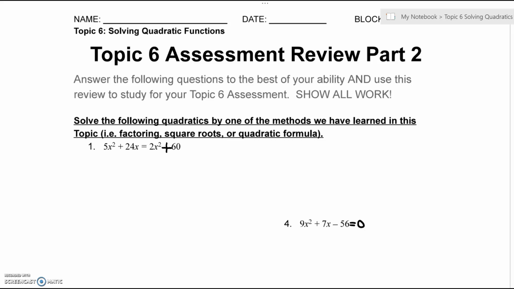So the directions say to solve the following quadratics by one method that we've learned in this topic. That's either factoring, square roots, or quadratic formula.